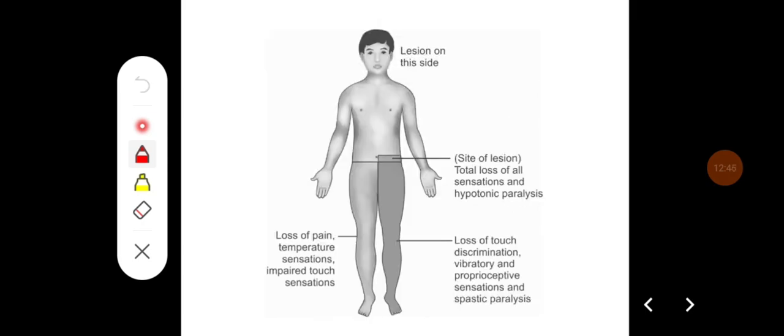So here you can see if the lesion is on the left side, there will be loss of touch, discrimination, vibratory, proprioceptive sensation, and there can be spastic paralysis because of the motor involvement. On the opposite side, there will be loss of pain and temperature sensation and impaired touch sensation. At the site of lesion, there will be total loss of all sensation and hypotonic paralysis. This kind of dissociative anesthesia is called Brown-Sequard syndrome.